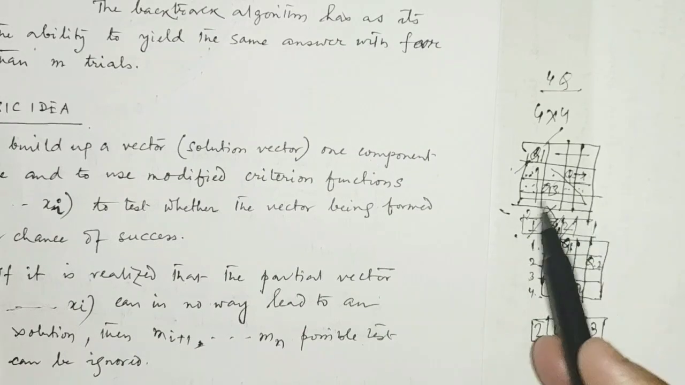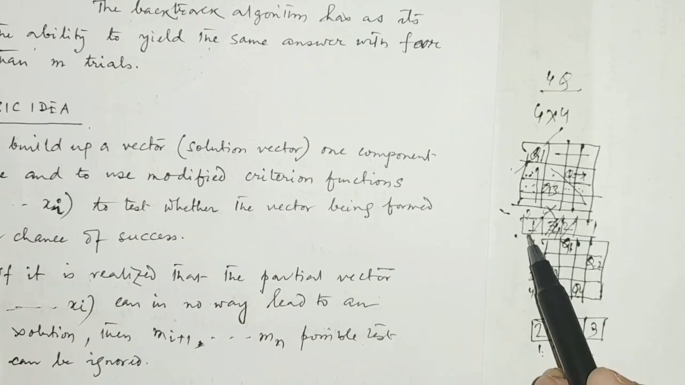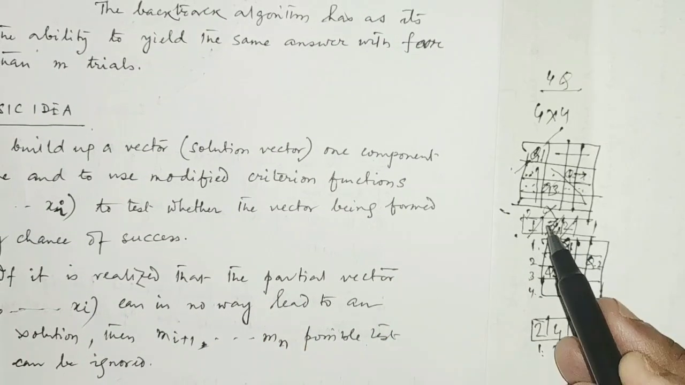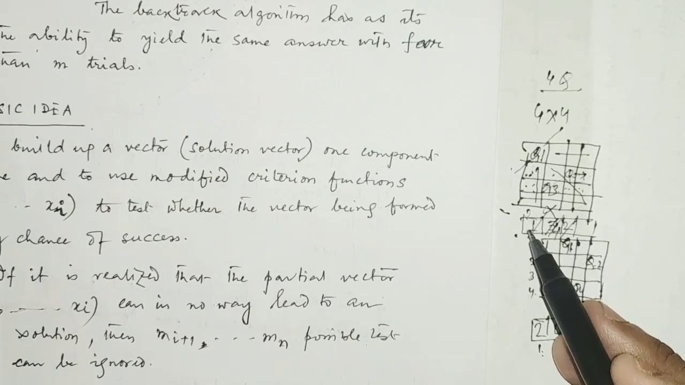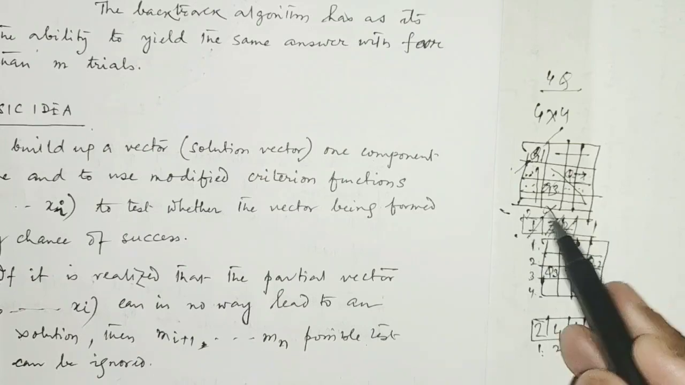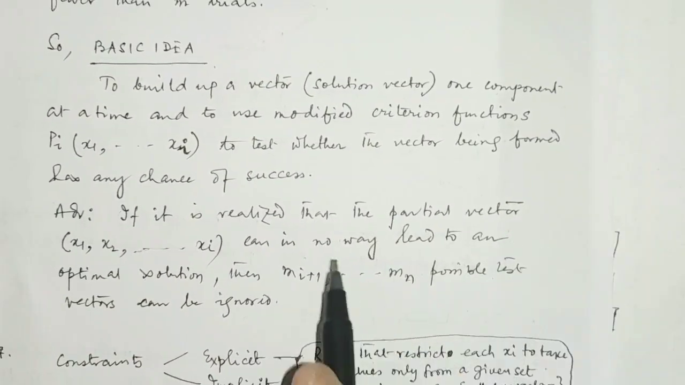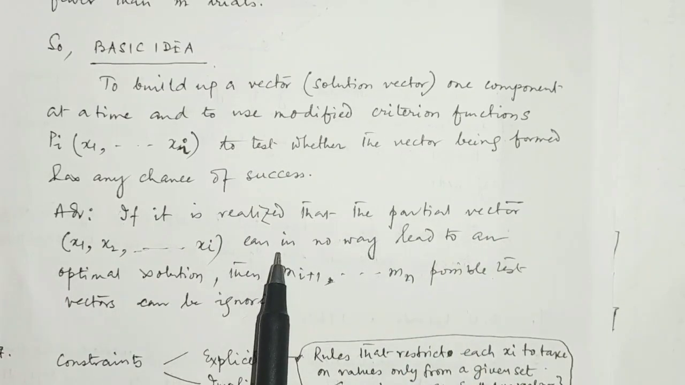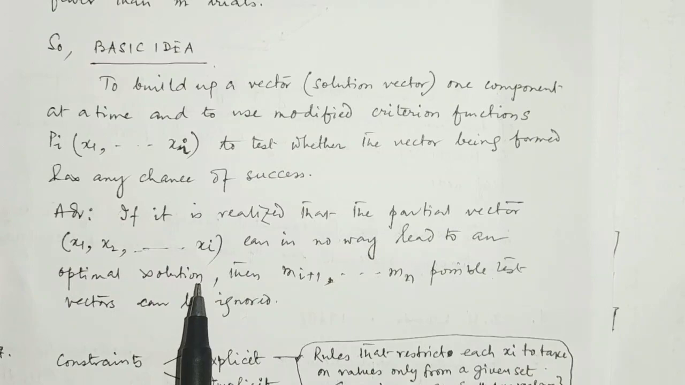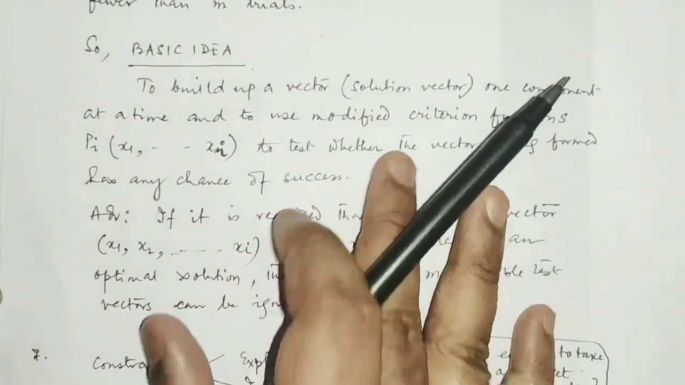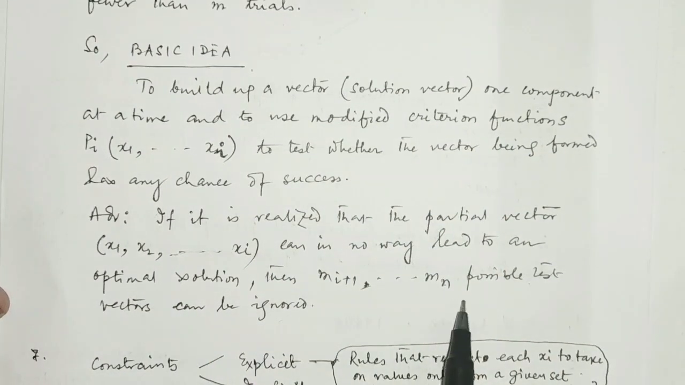That means a partially generated vector may lead to the solution, or may not lead to the solution. If there is a problem, that means the partially generated vector is not going to give a solution, then definitely you have to discard it. So similar concept is here. If it is realized that the partial vector can in no way lead to an optimal solution, then mi plus 1 up to m of n possible test vectors can be ignored.